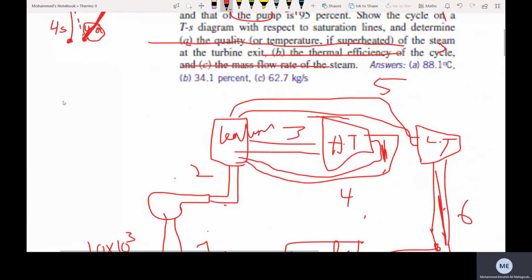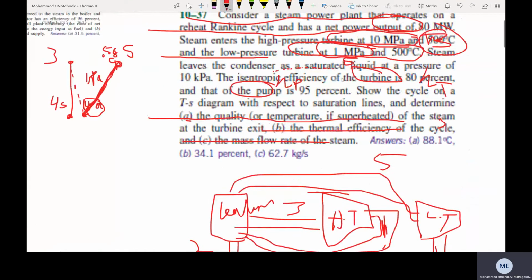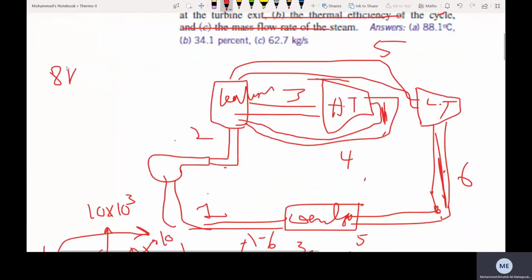The isentropic efficiency of the turbine is 80%. So the 80% is going to be equal to, and this is a power producing device, not consuming like the pump. You can use the equation directly, but I prefer to do it like this to not memorize it. So here we have H4, and here H4, and here H3, and here H3. But now here's the trick: where to put isentropic and where to put actual.